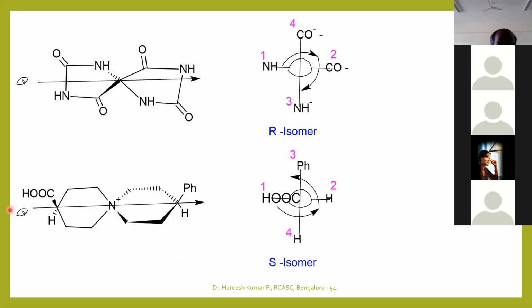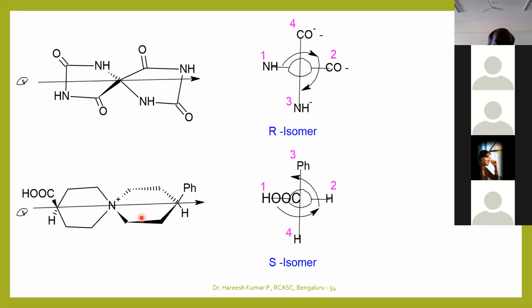So when the chiral axis is passing through this, these two groups are the nearer groups, these two groups are the vertical groups, and these two groups are in the horizontal plane. So when you are viewing from here, COOH is on the left hand side, H is on the right hand side, and these two are vertical. When you are assigning 1, 2, 3, it is in an anti-clockwise direction. So that means it is an S configuration.